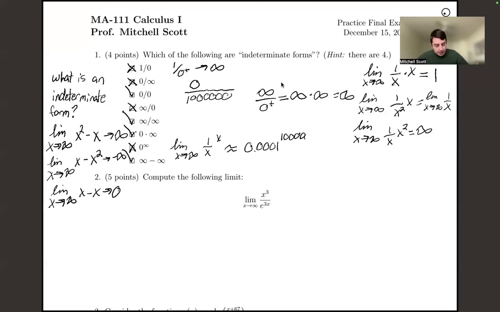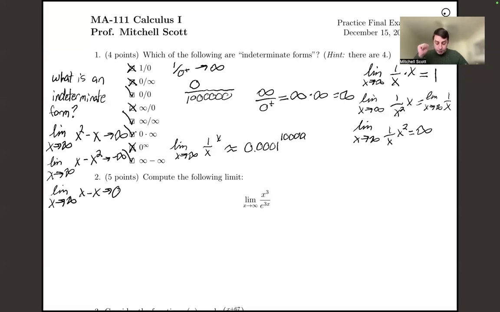And if we see something like this, for example, because it's not a 0 over 0 or infinity over infinity case, as we talked about in class, we do need to rewrite it so that it becomes a 0 over 0 or an infinity over infinity case. And we're gonna do that shortly.